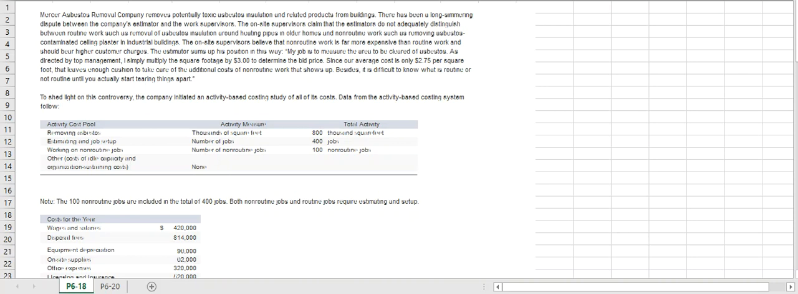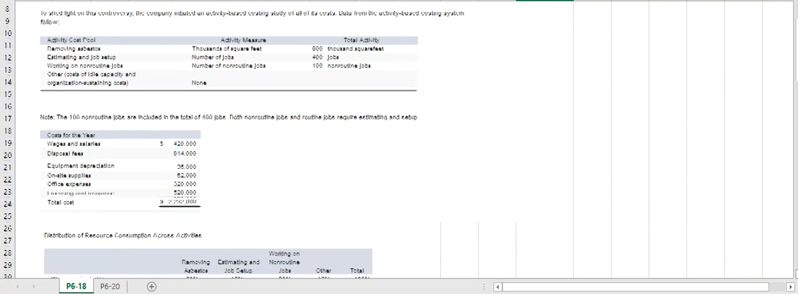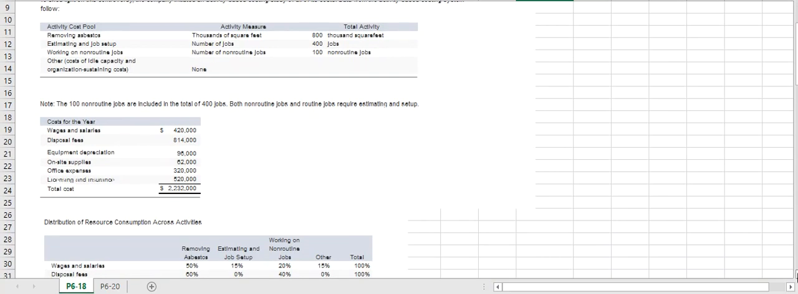So let's scroll down a little bit. It says they have 100 non-routine jobs that they included in the total of 400 jobs. So here's their cost for the year of 400 jobs, and 100 of those are non-routine. And then it says both non-routine jobs and routine jobs require estimating and setup. So we know some costs apply to everything.